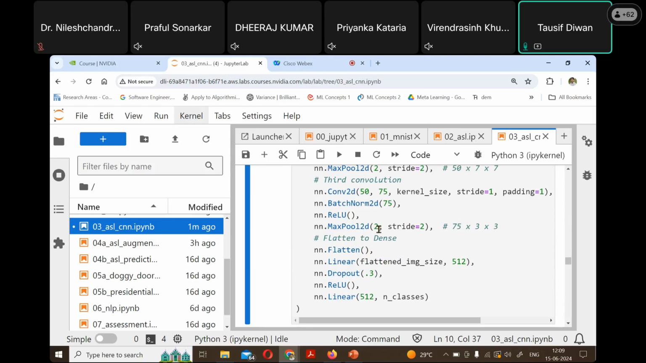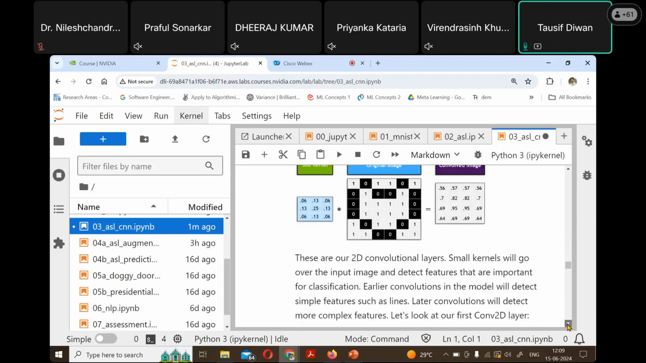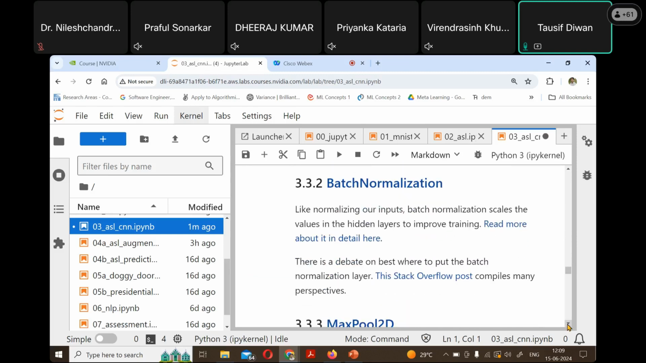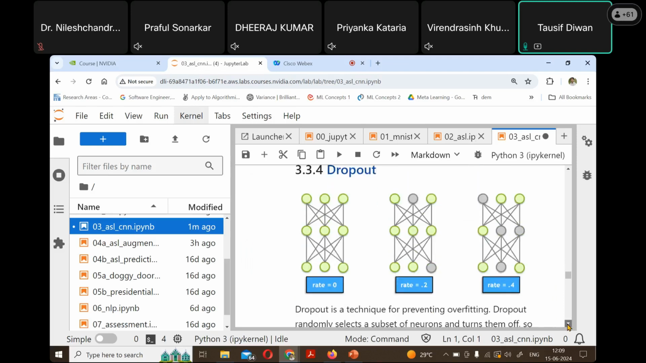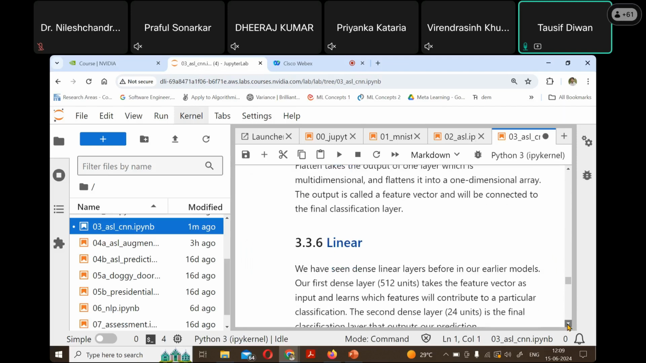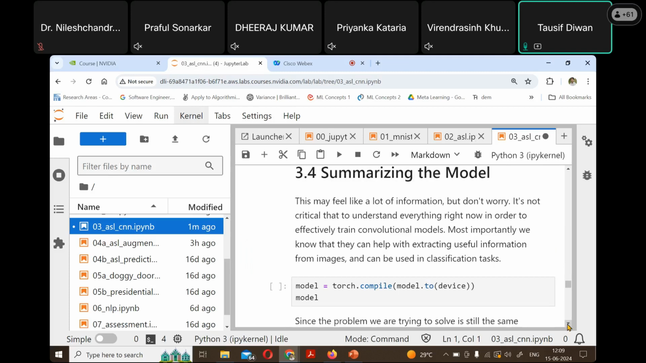Flattened image size 7533 is nothing but the output of this max pool 2D, which acts as the input to this linear layer, and after that 512 neurons are there. Then the 30% dropout that we are applying, then rectified linear unit. Finally, this is once again a linear layer where 512 neurons are acting as the input and the number of classes, that is 24, will act as the output. See, these are nothing but the explanation of all these things: batch normalization, max pool 2D. We already discussed this. Dropout, then flatten, then linear layer, and finally summarizing the model.